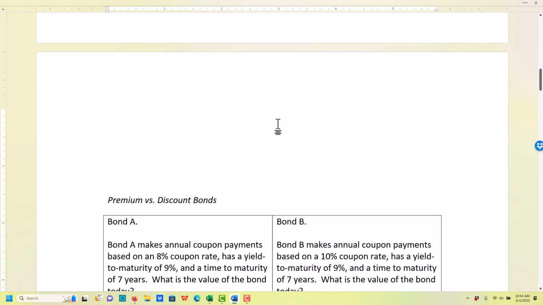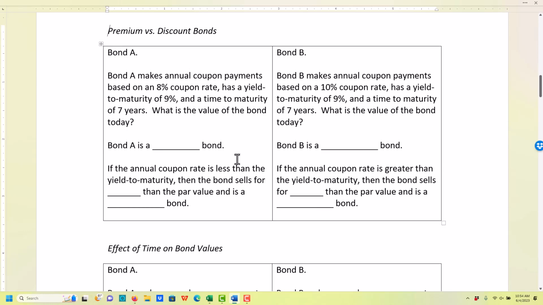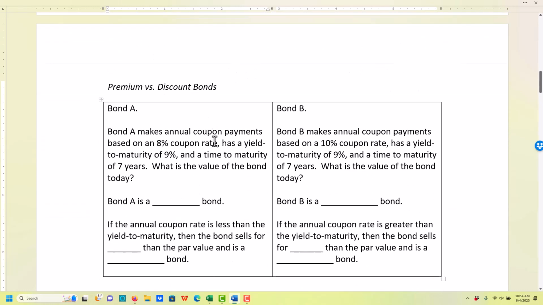So now we're going to talk about premium versus discount bonds. So we have bond A and bond B. Bond A makes annual coupon payments based on an 8% coupon rate, has a yield to maturity of 9%, and a time to maturity of 7 years. What is the value of the bond today? It's $949.67 because those are the inputs up here. Bond A is a discount bond.